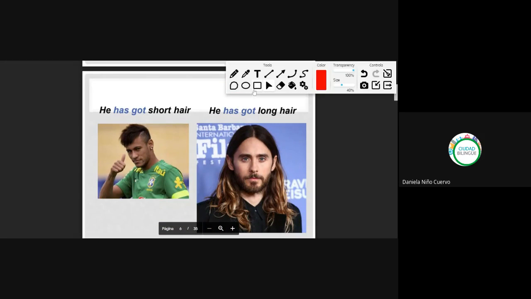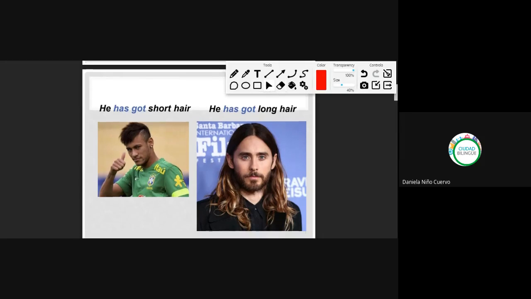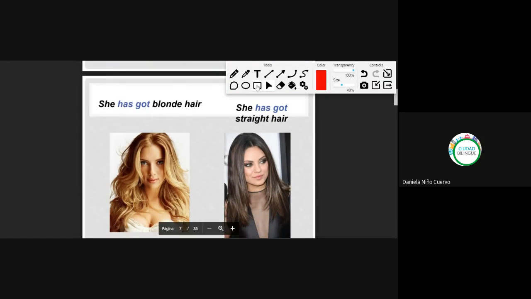He has got short hair. He has got long hair. Short, long, the contrary. We continue. She has got blonde hair. And she has got straight hair, yes? So, over here, blonde, that is rubio. Straight, that is lacio, yes? Blonde, straight.